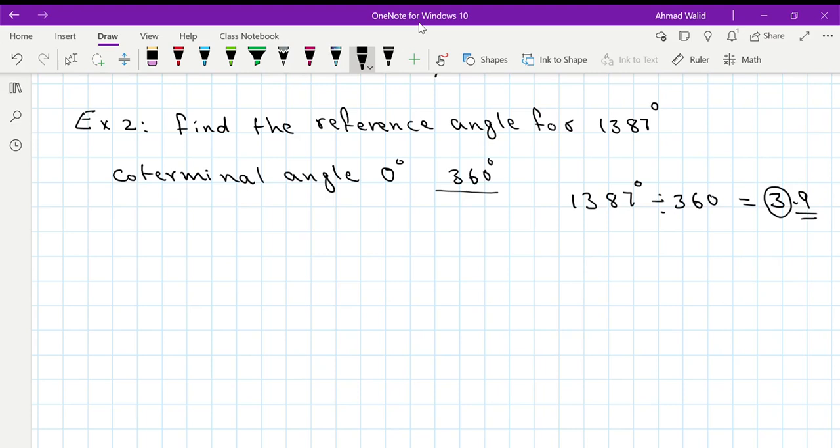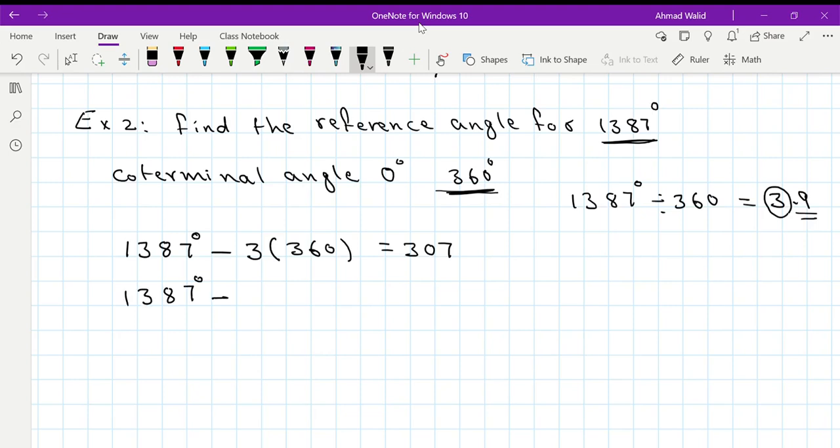It means if you multiply 3 with 360 and subtract that from 1387, let me write it down: 1387 degrees minus 3 times 360 gives you the coterminal angle. And if you do this operation, you will see that it's 307. Correct? If you say no, let's do it. 1387 degrees minus 3 times 360.